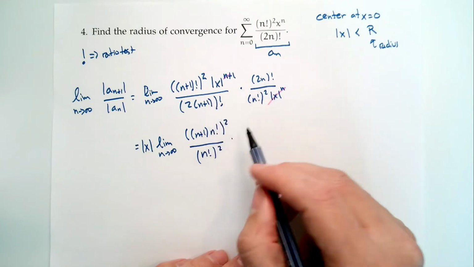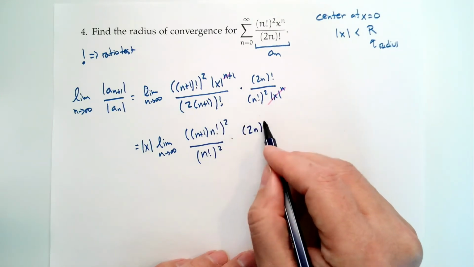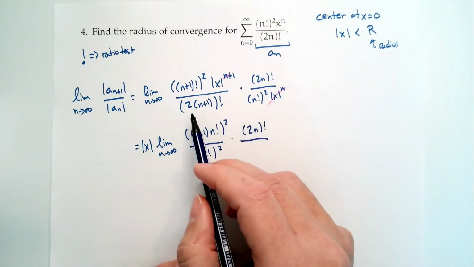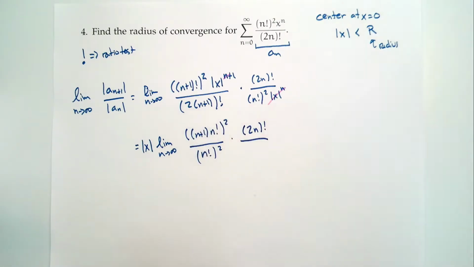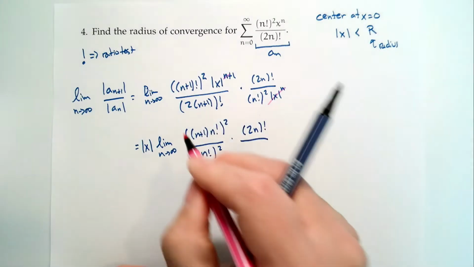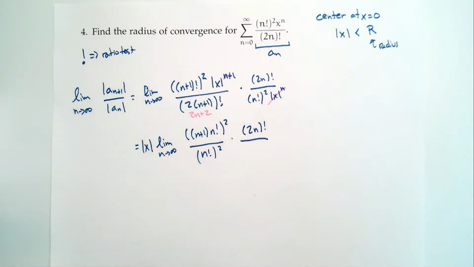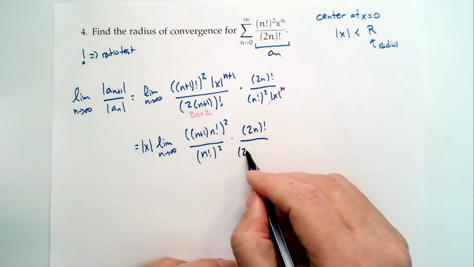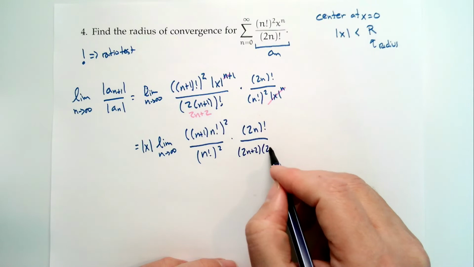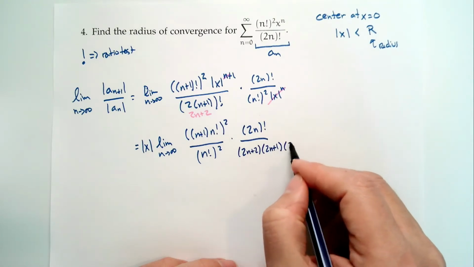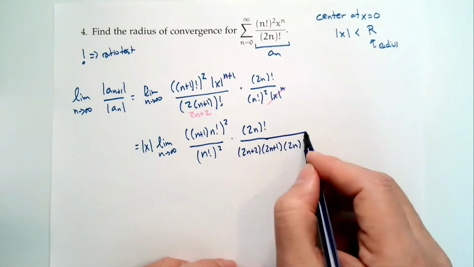Now the 2n factorial upstairs, well, what I can do is I can come to this downstairs term and notice that this is really, downstairs, it's really 2n plus 2. So when I think of doing the factorial with that, that's going to make that 2n plus 2, 2n plus 1. I just keep pulling off terms until I get to 2n, and then I say that's a factorial.